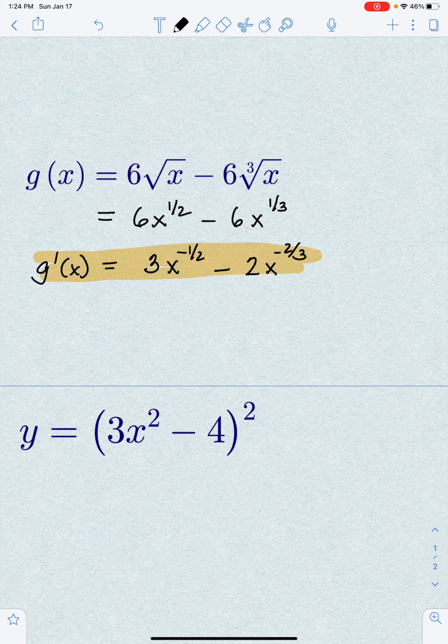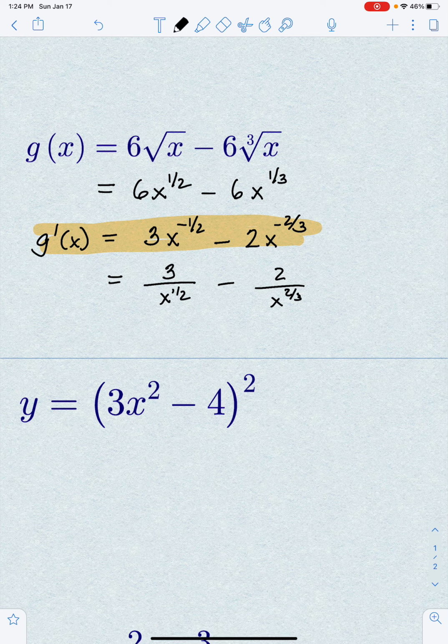You could choose to rewrite in terms of positive exponents if you really want to. You could write 3 over x to the 1/2 minus 2 over x to the 2/3, and that again would be fine. And if you really want to impress your instructor, you could rewrite them as radicals. That's a little bit more difficult and probably unnecessary in most situations, but you may remember again that x to the 1/2 is the square root of x.